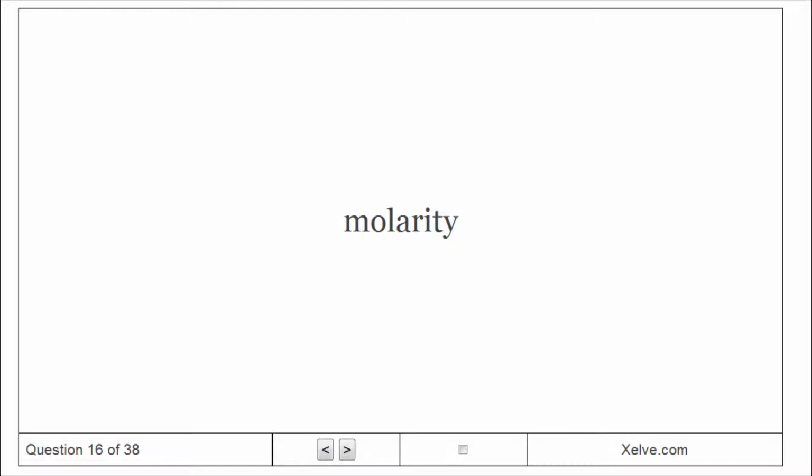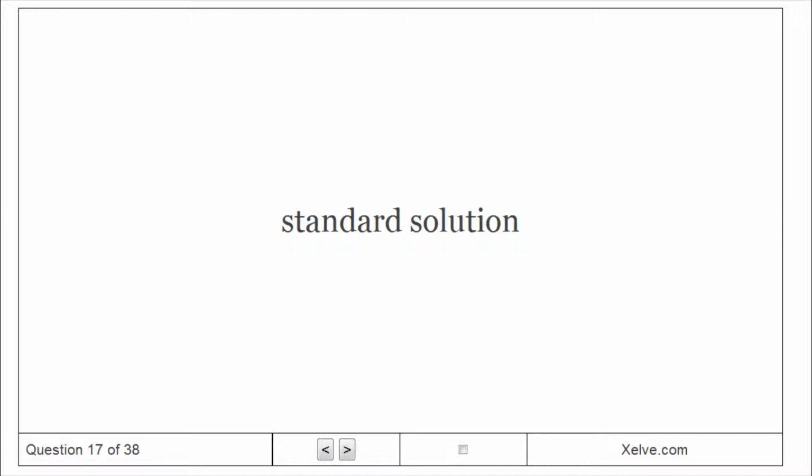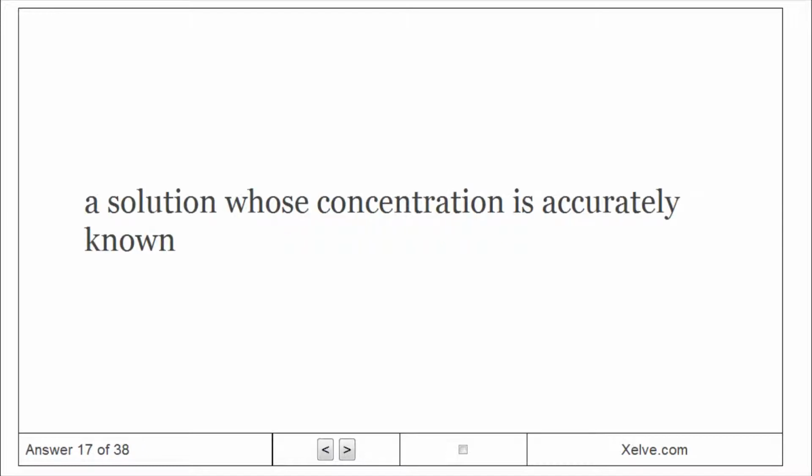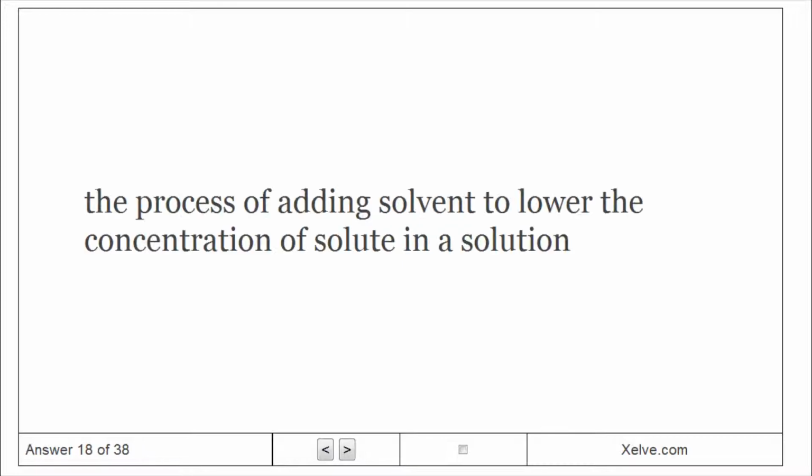Molarity. Moles of solute per volume of solution in liters. Standard solution. A solution whose concentration is accurately known. Dilution. The process of adding solvent to lower the concentration of solute in a solution.